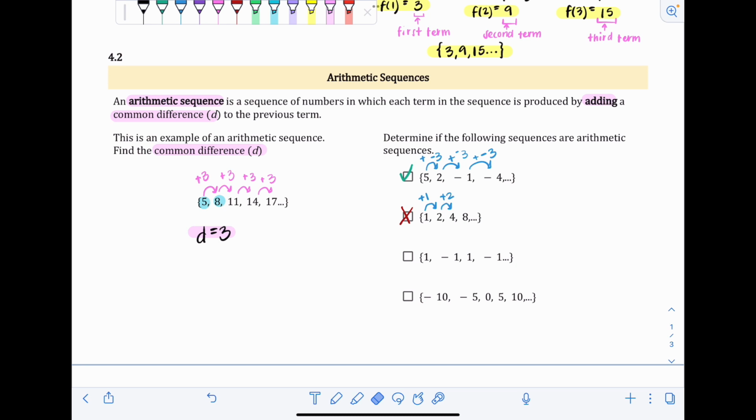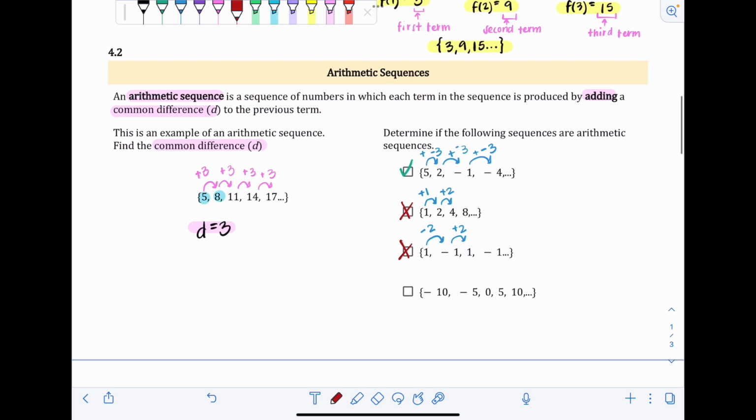Okay, and then for the third one, it's 1, -1, 1, -1. So to go from 1 to -1, we go down 2, and then to go from -1 to +1, we'd go up 2. So it's -2 and +2. So already, since those are not the same number for d, that would not be an arithmetic sequence.